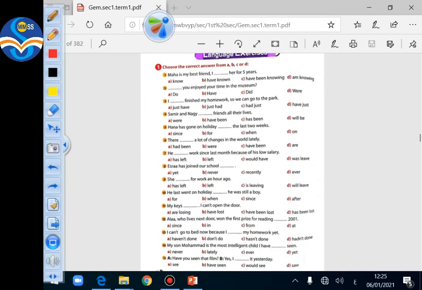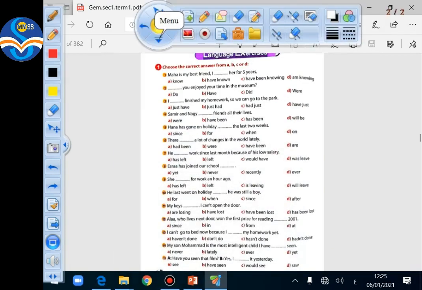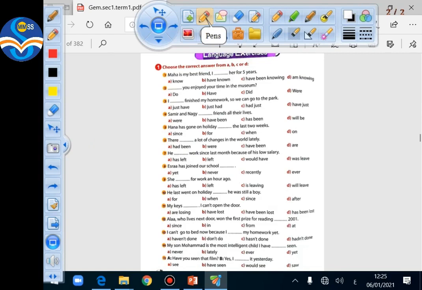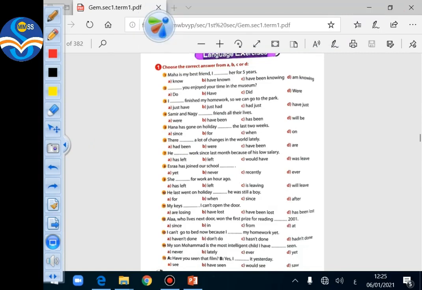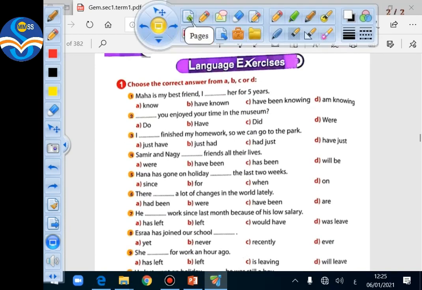Well, let's move to the exercise. Okay, so, Maha is my best friend. I ... for, let's zoom it. Yes, this way. Let's go. Maha is my best friend. I ... here for 5 years. So when I say 5 years, for, this is the key word of the present perfect. So I should say have plus PP, have known.